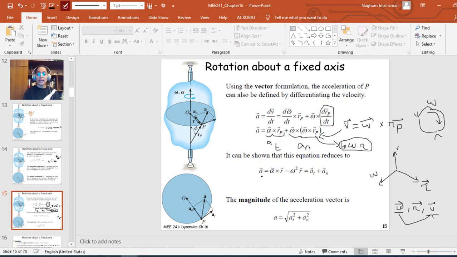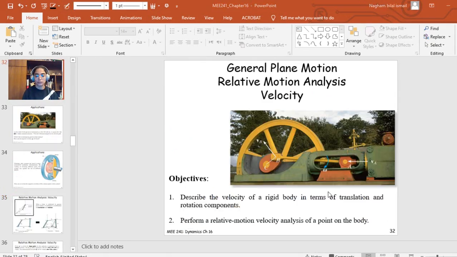So that's why, guys, the direction of this vector will be in minus r and its magnitude will be omega squared r. Alright, so A will be equal to alpha cross r, which is the tangential acceleration, minus omega squared r, which is the normal acceleration. And of course, A in magnitude will be the radical of At squared plus An squared.